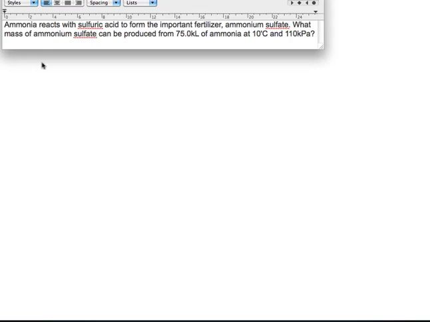First, let's write the balanced reaction. Ammonia reacting with sulfuric acid. We have ammonia reacting with sulfuric acid, and it produces ammonium sulfate. And we'll balance this, so we just put 2 there.